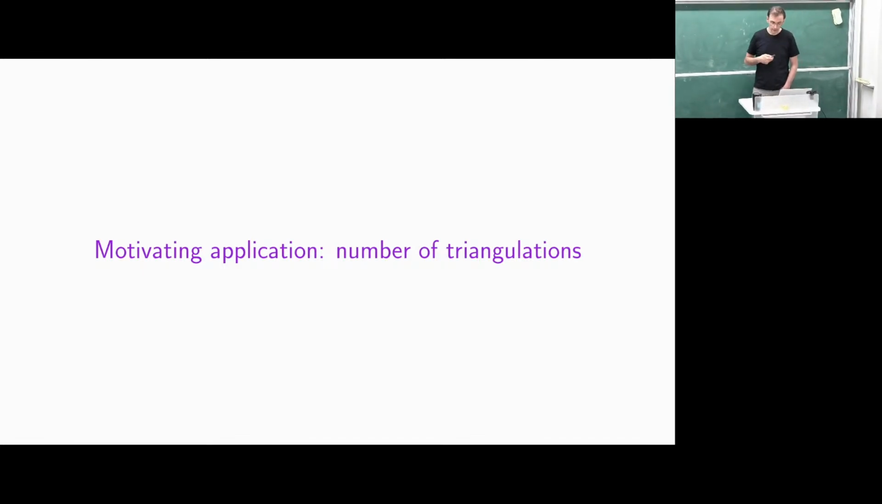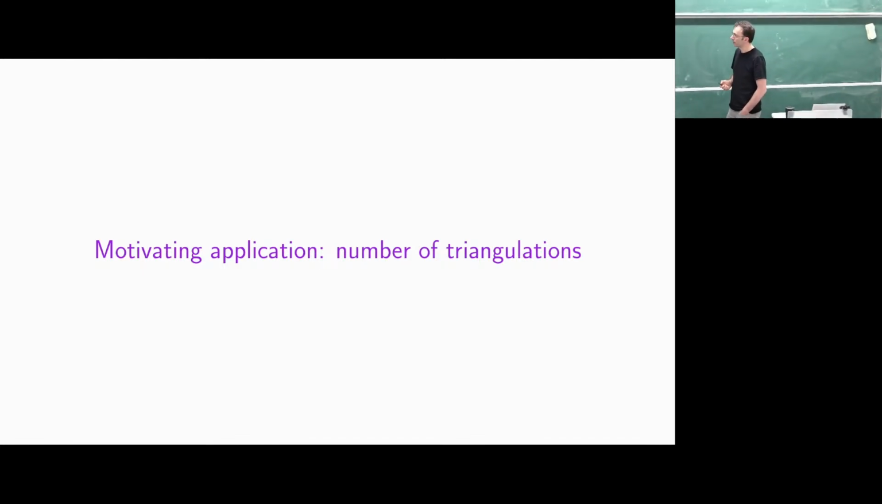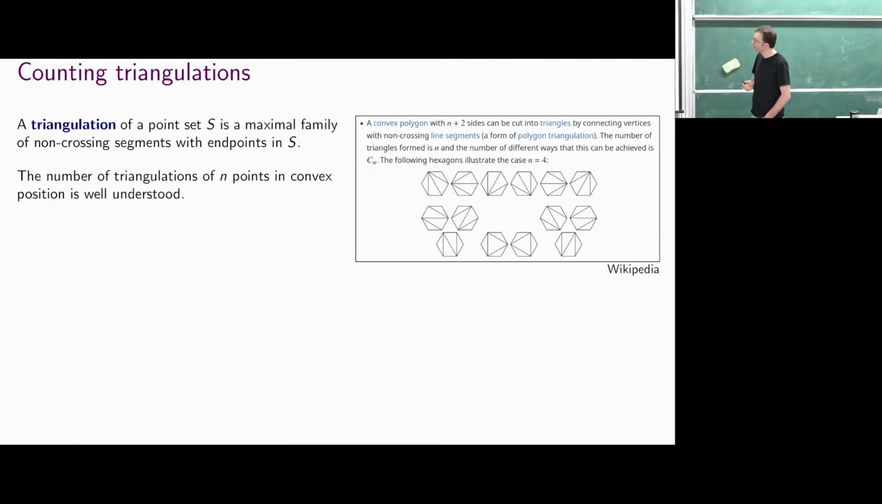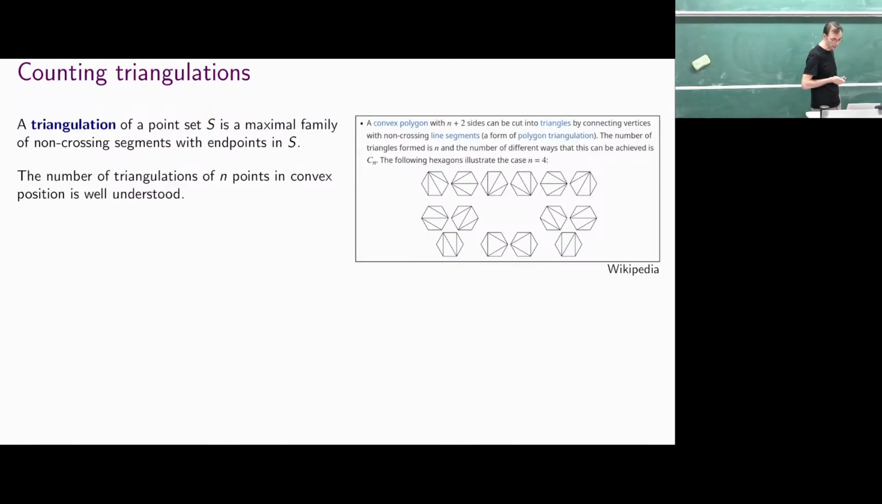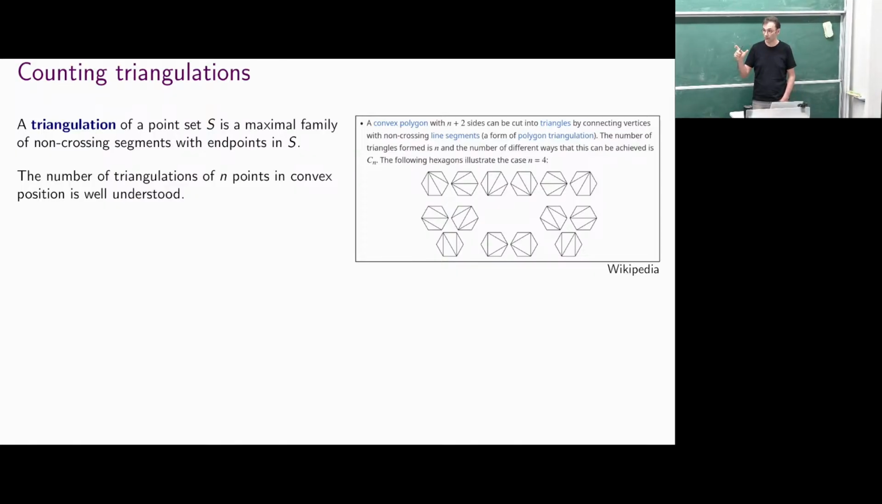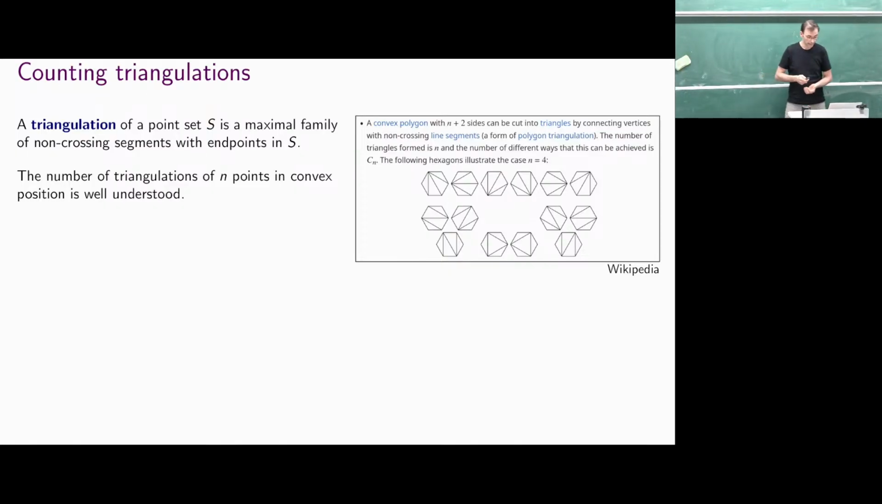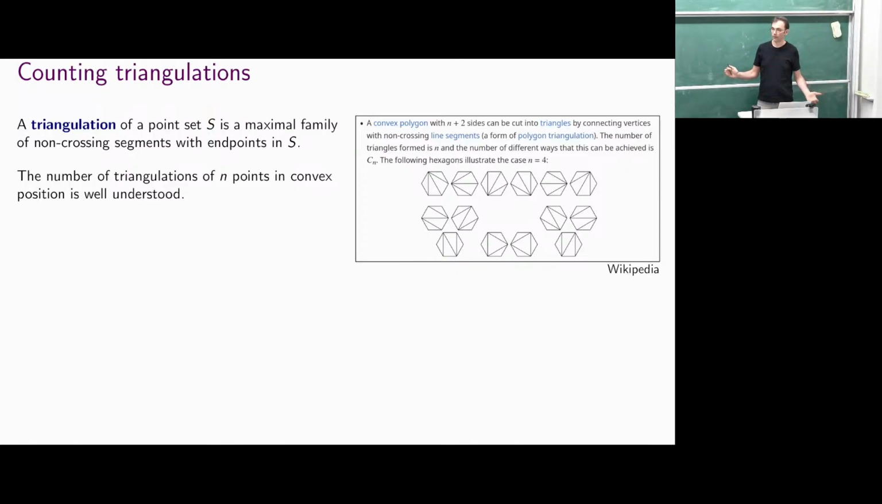One motivating example we had was counting triangulations. So when you have a point set in the plane, a finite point set, what we call a triangulation is a maximal family of non-crossing segments with endpoints on those points. And so that's basically a way of decomposing the convex hull of your point set into triangles. It's very well understood if you put your points in convex position. That's just a Catalan structure. We know lots of things about it.